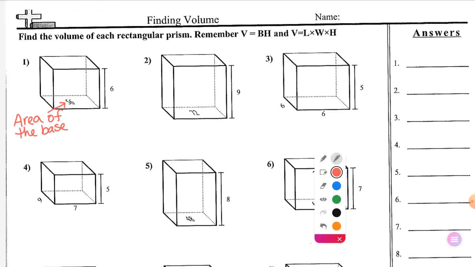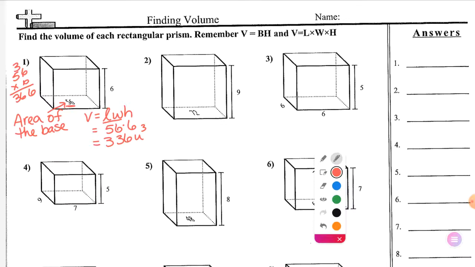We still rewrite, substitute, solve. I'm going to make you all do it the same today. V equals length times width times height. But when we substitute, we can just say 56, because length times width equals 56, times what's the other number? 6. So 56 times 6 is 336. 336 units cubed.